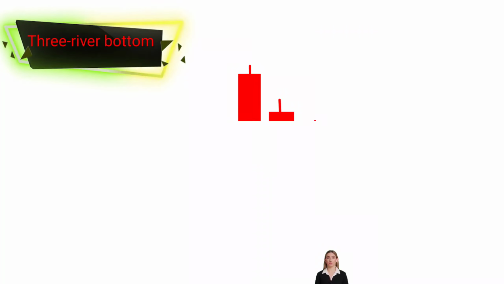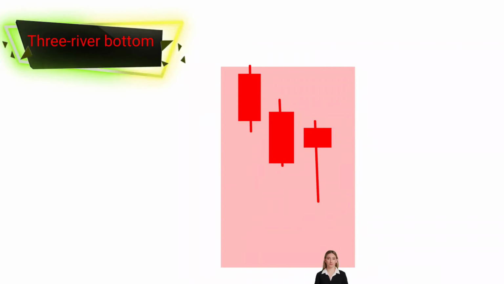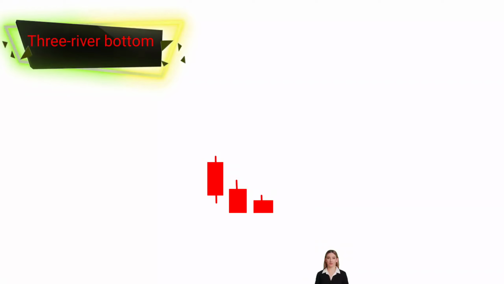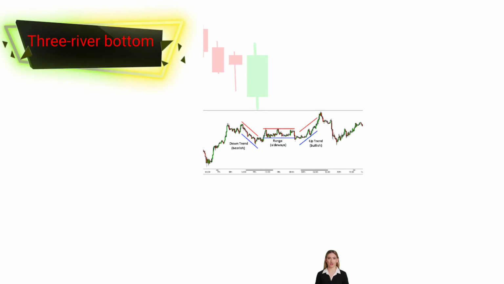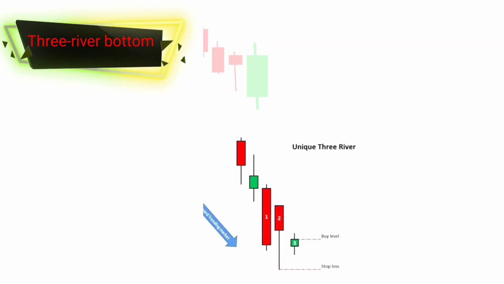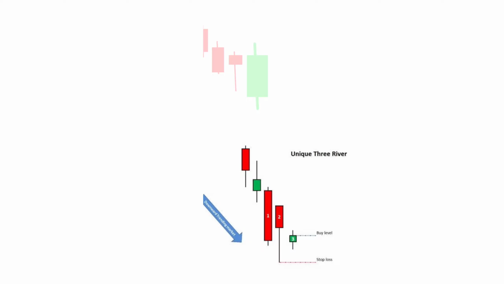This pattern indicates a shift in market sentiment from bearish to bullish as buyers enter the market and push the price up. During the first three candlesticks of the pattern, bears are in control of the market, pushing the price down with each session. However, during the fourth candlestick, bulls take control and push the price up, breaking through the resistance level formed by the previous candlesticks. With proper analysis and risk management techniques, the unique three-river candlestick pattern can be a valuable tool for forex traders.